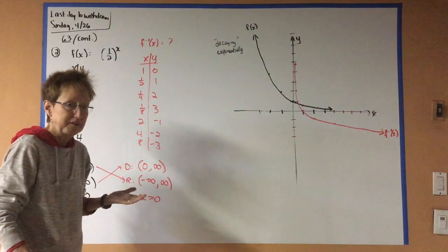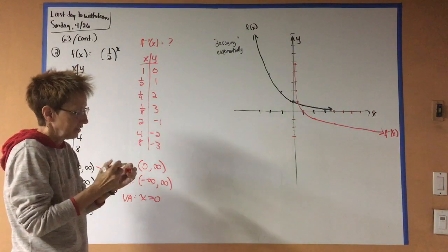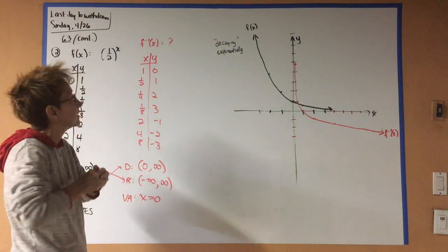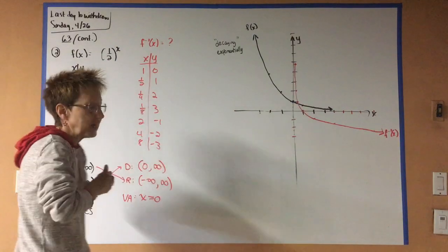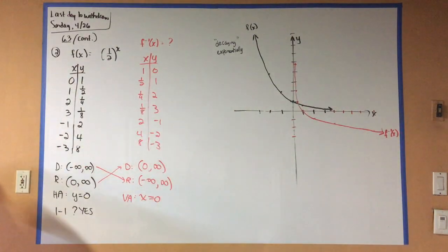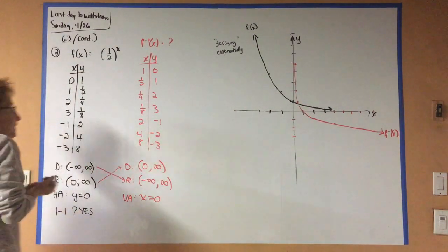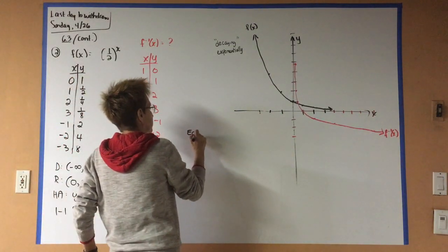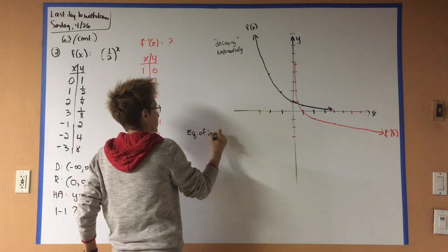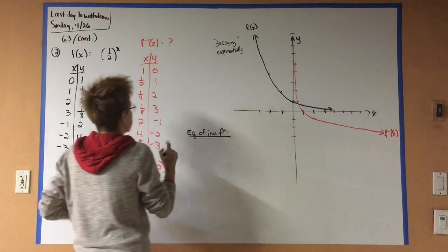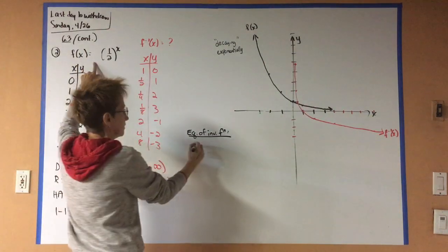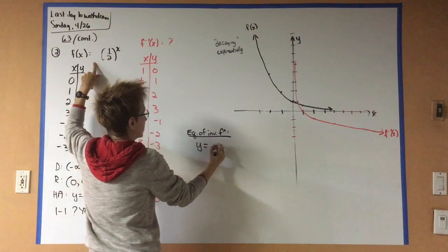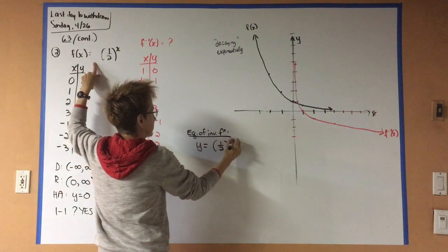The only thing I have left now is to come up with the equation of the inverse function, because I still have a question mark there. The process to find the equation of the inverse function is to take the original equation, which is y equals (1/2) to the x.